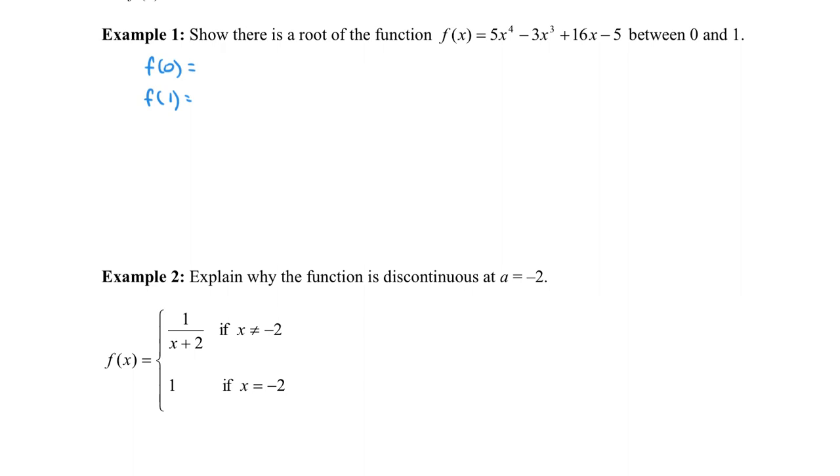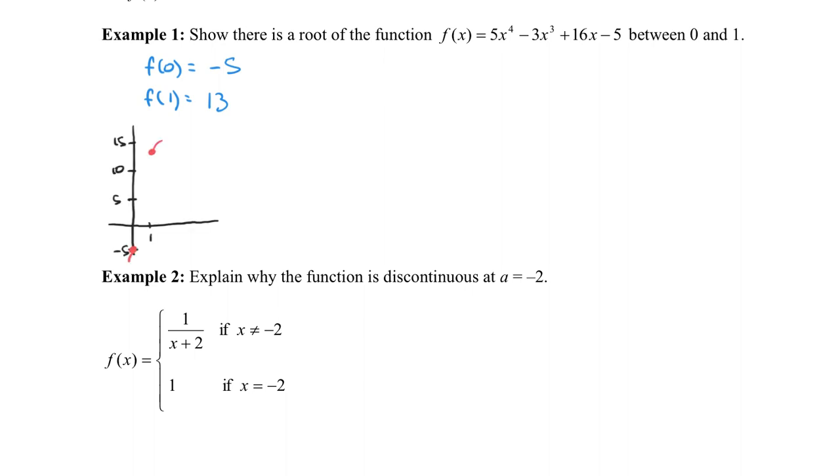So if I plug in a 0 into the function, so f of 0, I plug in a 0 for all the x's, I end up with a negative 5. So f of 0 is negative 5. And if I plug in a 1 for all the x's, I'll find out that f of 1 is equal to 13. I also know this is continuous. So according to the intermediate value theorem, there'll be a point c between 0 and 1 that takes on every value between negative 5 and 13.